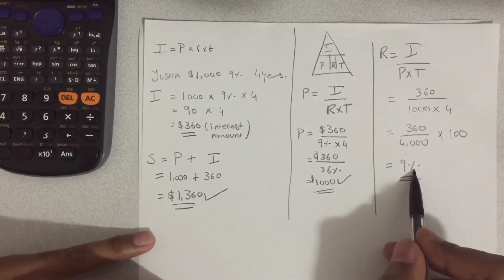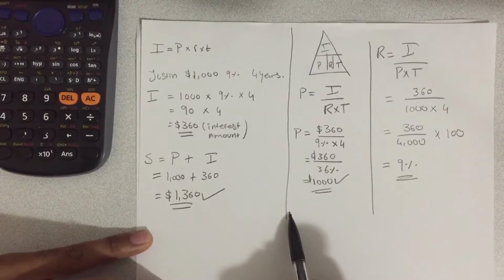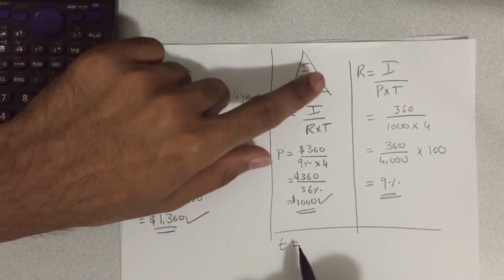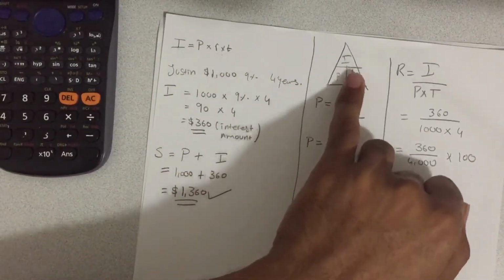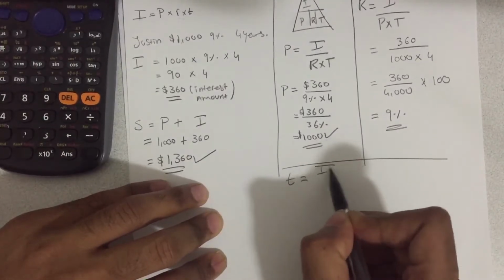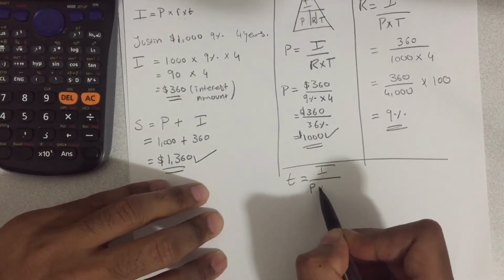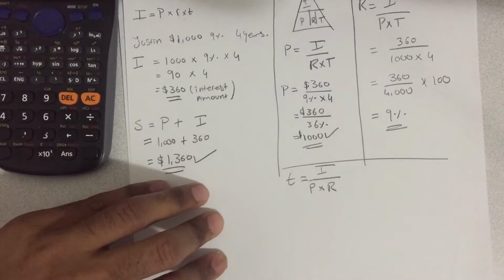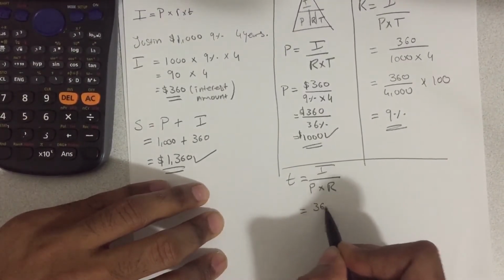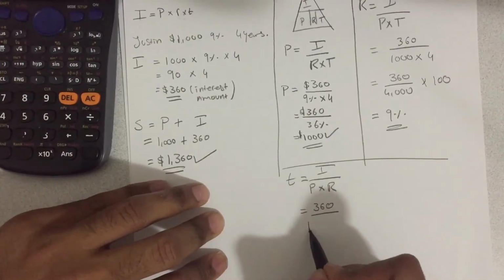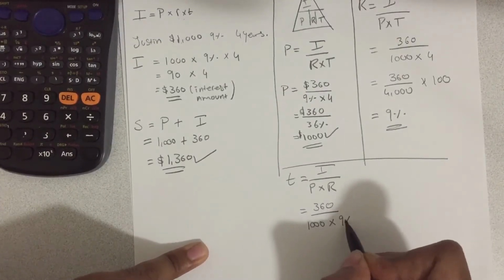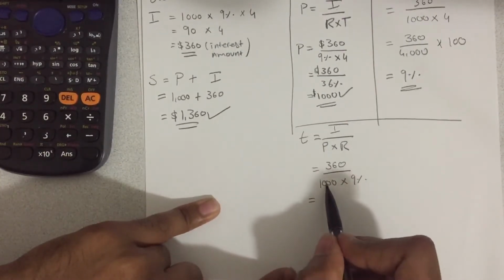Lastly, we could calculate the time period and see if it calculates to 4 years. So T is equal to, we'd cover the T, and we get I over PR. So interest over principal times rate. So what's our interest amount? It's $360. What's the principal? It's $1,000. And what's the rate? It's 9%.